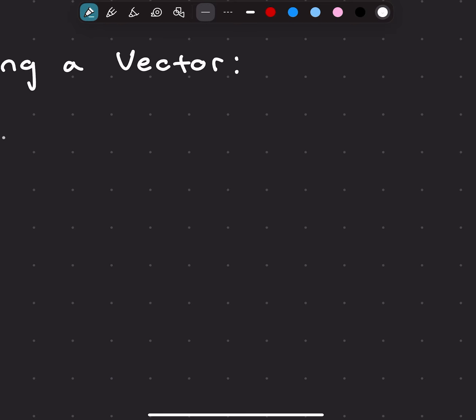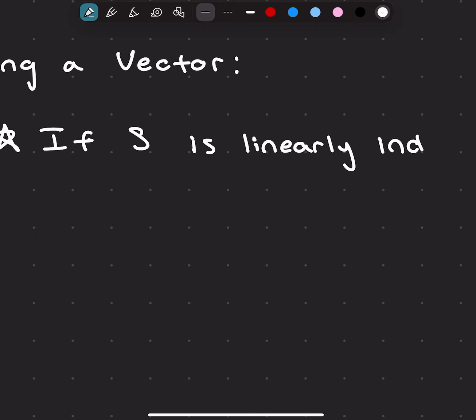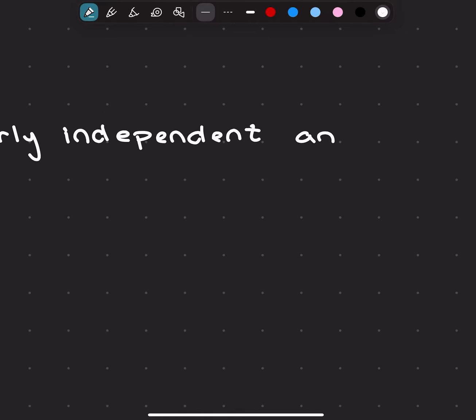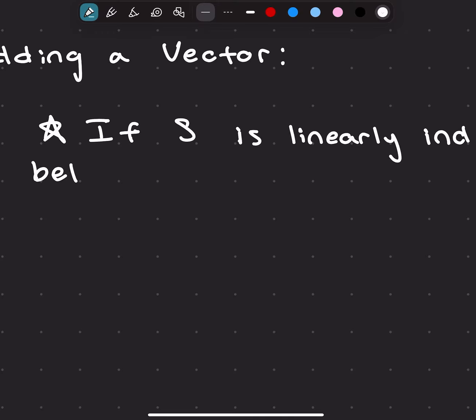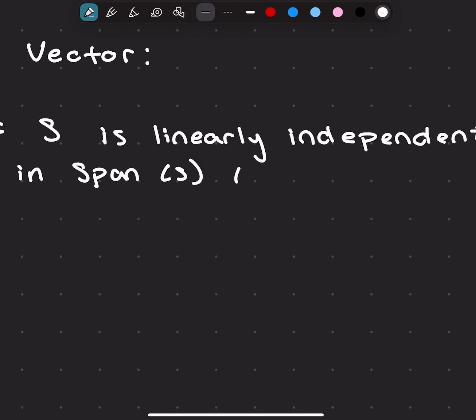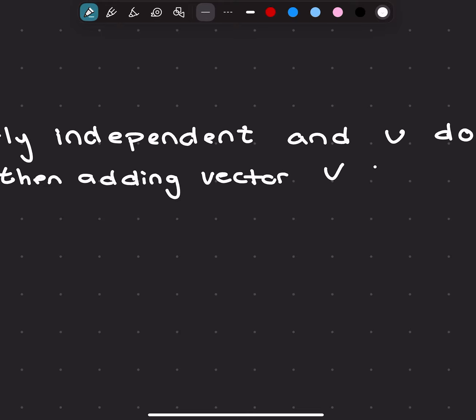When adding a vector, we must keep in mind if S is linearly independent and vector v does not belong in span S, then adding vector v keeps the set linearly independent.